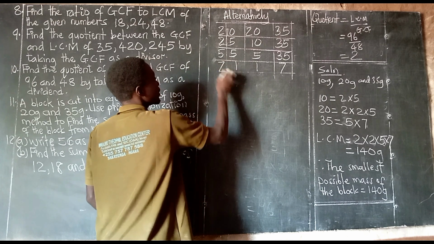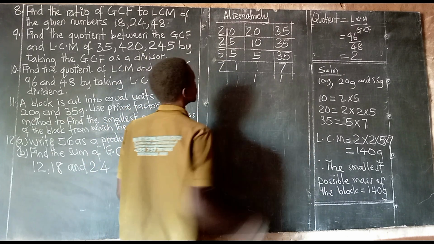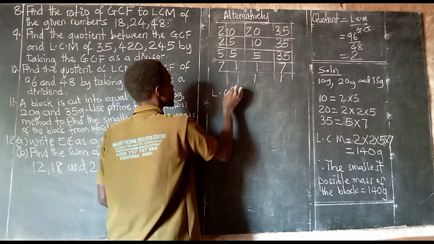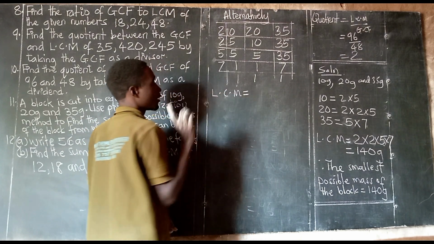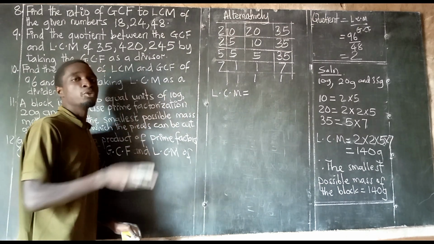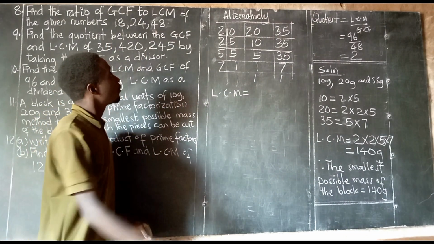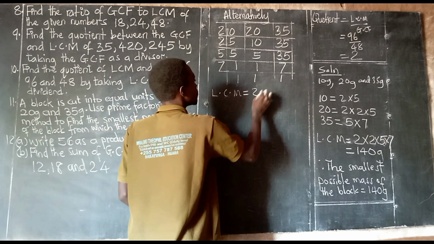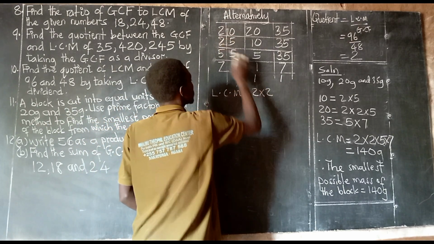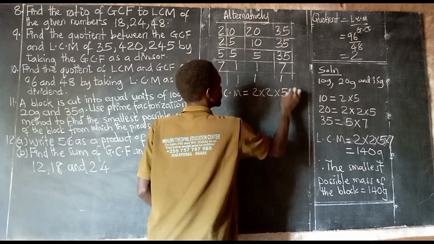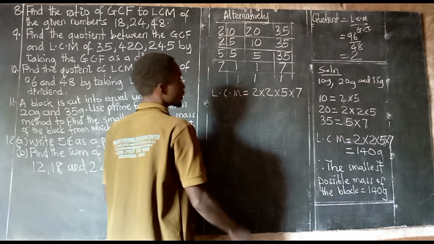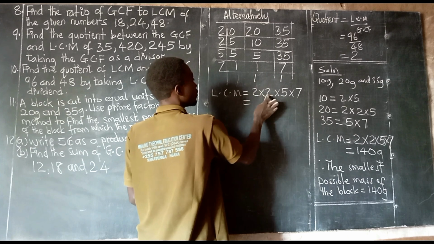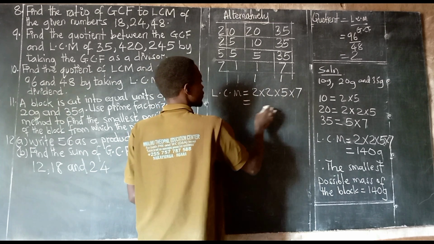1, 1. So here, as I have told you, the LCM is the product of all the prime factors which have been used. So we take 2 times 2 times 2 times 5 times 7. Here we get 4 times 5, 20 times 7, you get 140 grams.